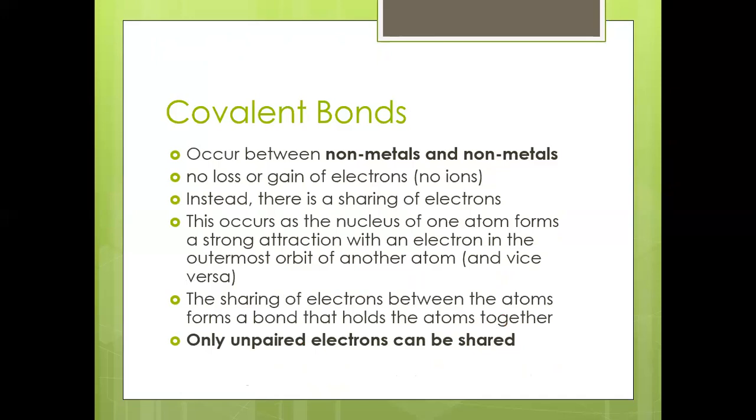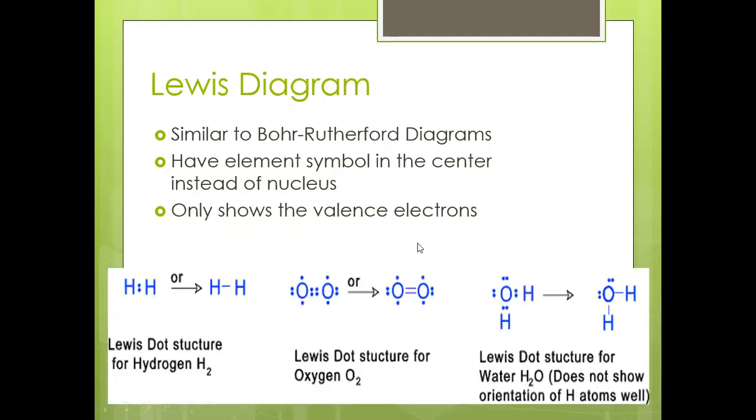And essentially what happens is the nucleus of one atom becomes attracted to the electron of a different atom, and then they share that electron. It is important to note that only unpaired electrons can be shared. So if we were to look at our Lewis dot diagrams, any electrons that are side by side cannot form a bond. Only lone electrons can form a bond. And so we'll go over how to draw the Lewis dot diagrams for molecular compounds as well.